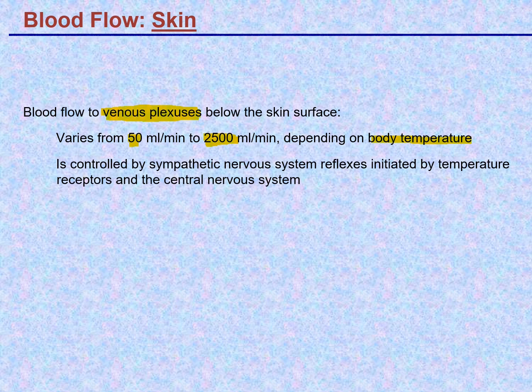This kind of variation in flow into the areas just underneath the surface of the skin is controlled by the sympathetic division of the autonomic nervous system. These are reflexes that are typically initiated by temperature receptors, which send signals back to the central nervous system. Then the central nervous system sends out messages through the sympathetic division of the autonomic nervous system.